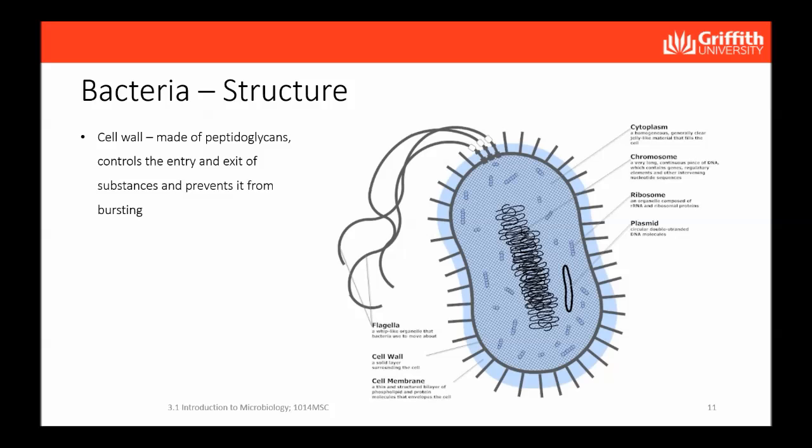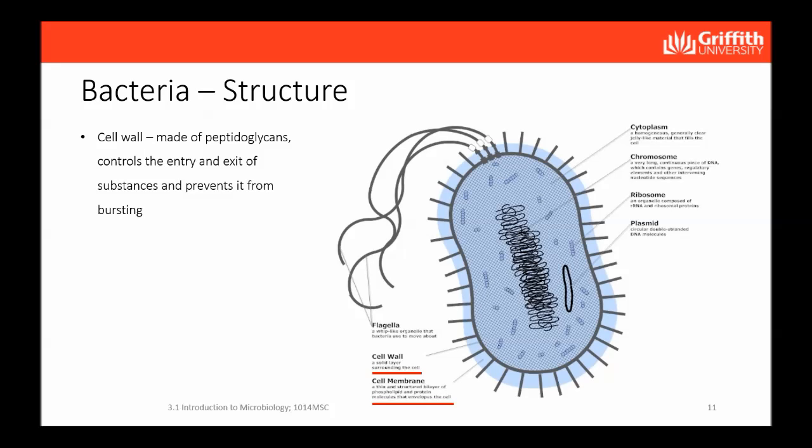Bacteria themselves generally consist of a cell wall that is made up of peptidoglycans. These peptidoglycans are a polymer of different sugars. The cell wall is very rigid and controls the entry and exit of substances. Furthermore, it prevents the cell from bursting due to excess fluid intake.